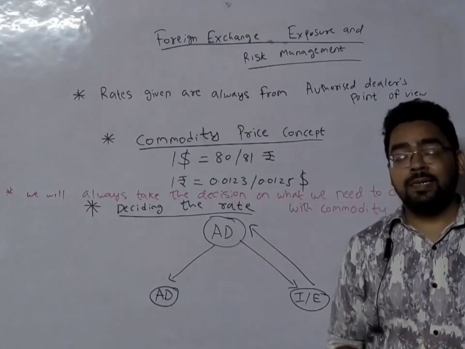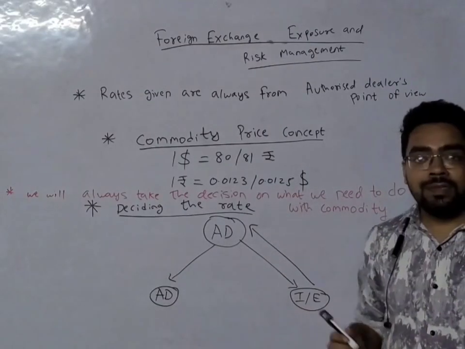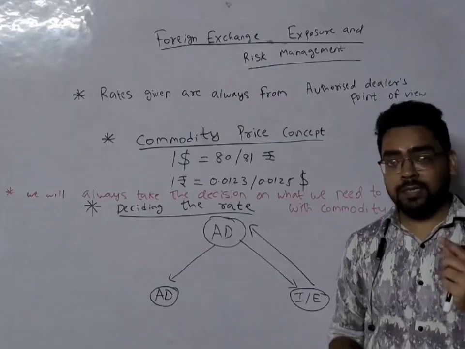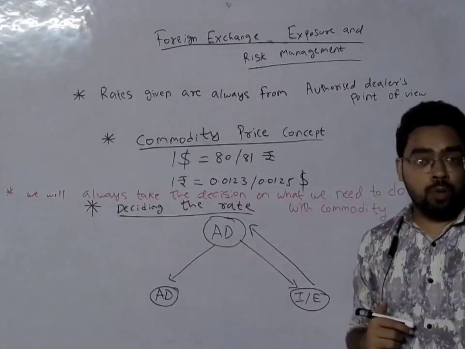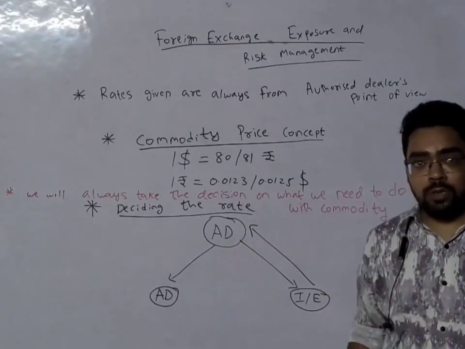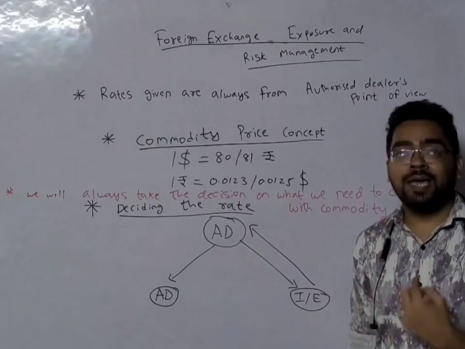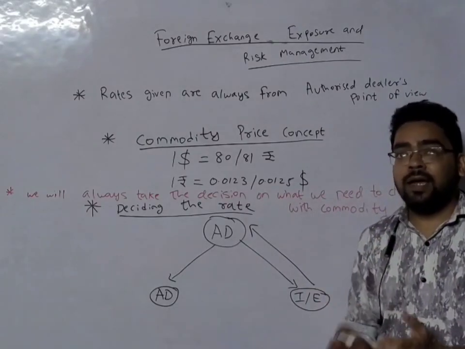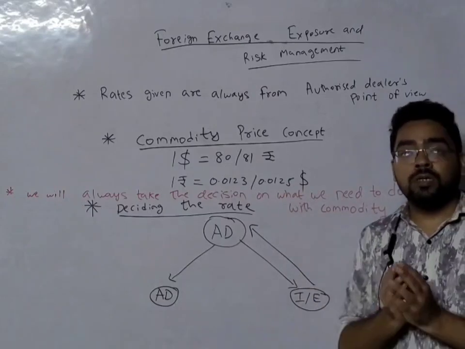Now let's see how we need to decide the rate. There are three scenarios possible. Let's see the first scenario. In the question, we are given that we are an importer or exporter, or we need to give advice from the point of view of an importer or exporter. So the importer or exporter will buy at the authorized dealer's selling rate, and the importer or exporter will sell at the authorized dealer's buying rate.